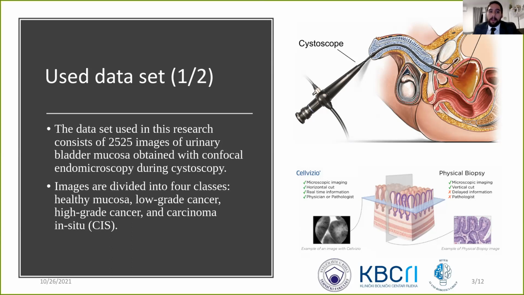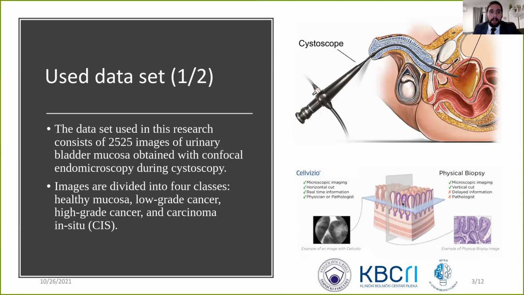On the other hand, if a confocal endomicroscopy is used, some improvements are achieved. So by using this approach, a less invasive procedure is performed due to horizontal cut, as can be seen on this image.